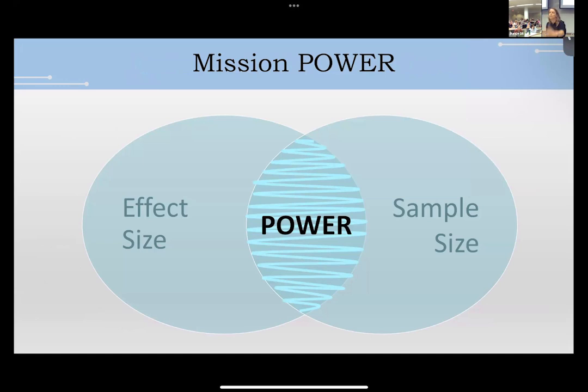Because that's one of the number one things we want to think about as researchers when designing studies, right? How do we increase the power of our study? You'll hear this term all the time. Oh, she was underpowered. Oh, they were underpowered. Oh, that study was underpowered.